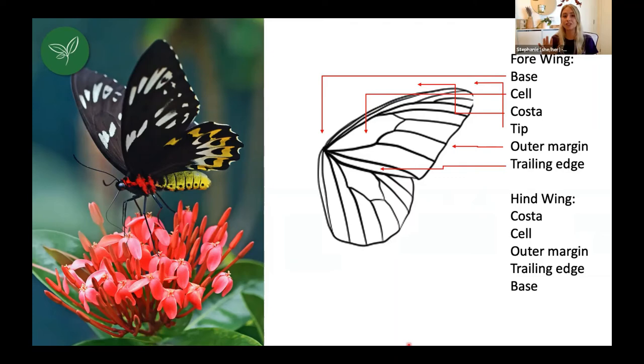If there's any questions, let me know, because there's a lot of arrows going on here. Yeah, it's really helpful, Stephanie, to identify those different parts of a wing, because there's so much to look at. Exactly, right? The pattern, the color, the shape. If you're trying to distinguish between different types, it's really hard to think about what to focus on, and having some language to describe it is super helpful.